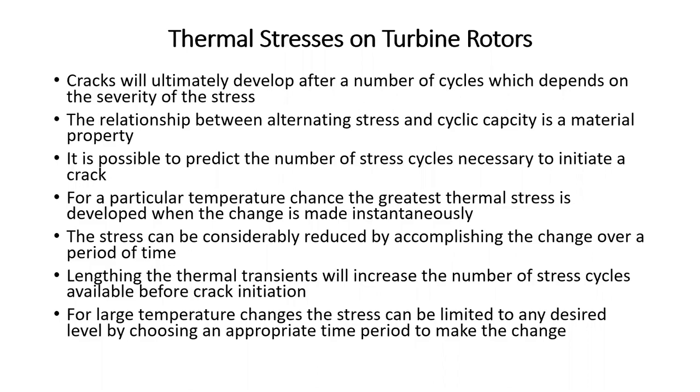Okay, so cracks are going to ultimately develop after a number of cycles, and the number of cycles before the crack is determined by the severity of the stress. The relationship between alternating stress and cyclic capacity is a material property. It's possible to predict the number of stress cycles necessary to initiate a crack in a general research sense, but you can't predict this exactly, but you can get a good indication. You can get enough information to tell you how you want to operate the particular turbine or rotor.